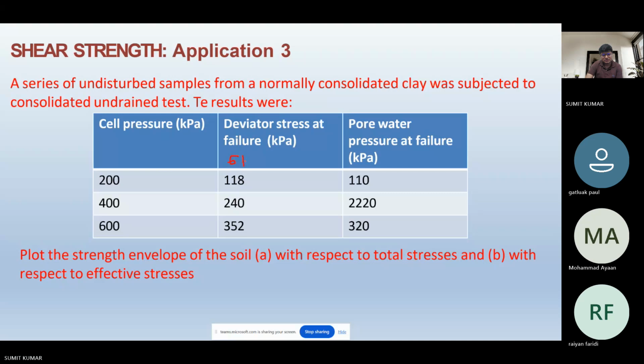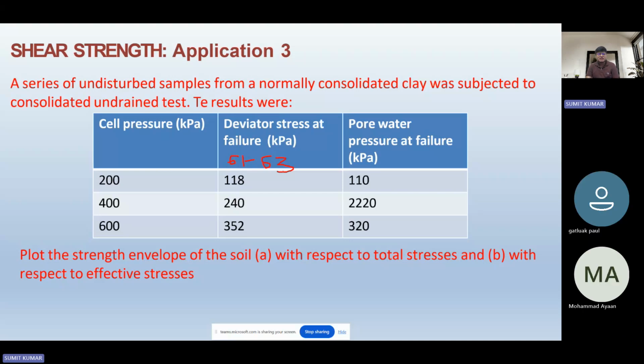Sigma 1 minus sigma 3. Okay, so the deviatoric stress is mentioned as 118. The deviatoric stress remains constant irrespective of whether we use total stress or effective stress parameters. Why? Because if the sigma 1 minus sigma 3 value is 118, then sigma 1 dash minus sigma 3 dash is going to be 118 only. So that's not the problem. And the pore water pressure at failure is 110.